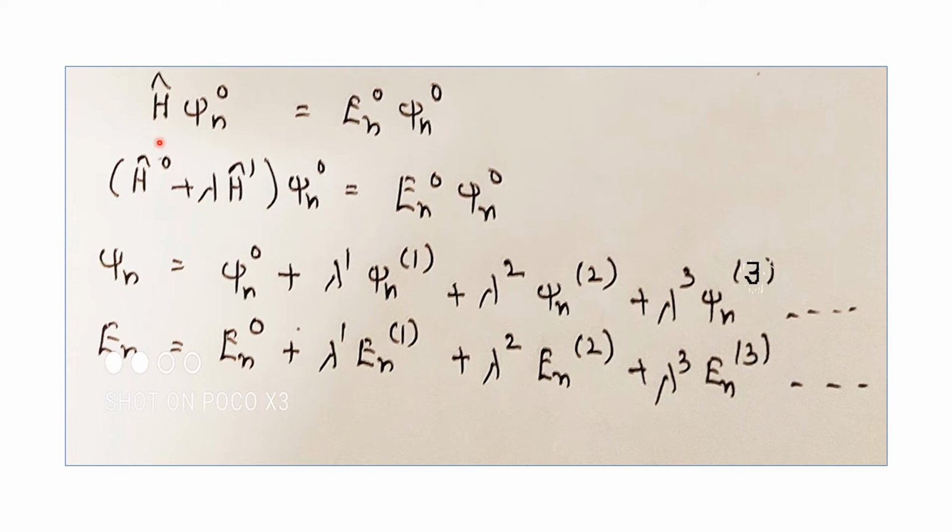When we are considering the n-electron system, the Hamiltonian for the unperturbed system is H0 and the corresponding energy values are E1^0, E2^0, E3^0, etc., En^0. The wave functions are psi1^0, psi2^0, psi3^0, etc., psi n^0. So the system can be written as H0 psi n^0 is equal to En^0 psi n^0.